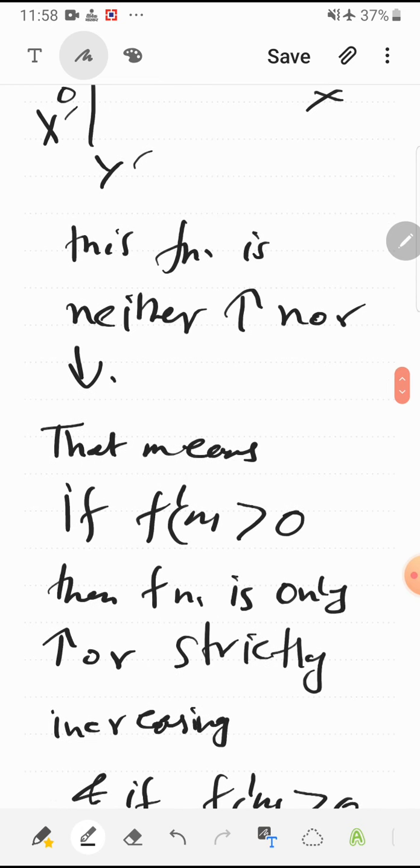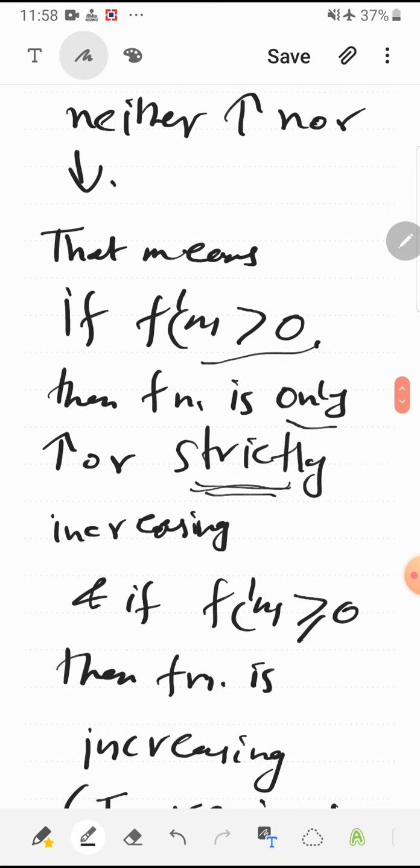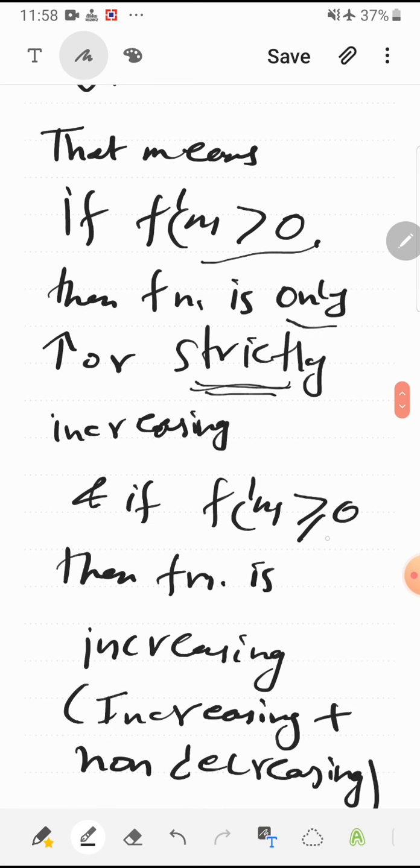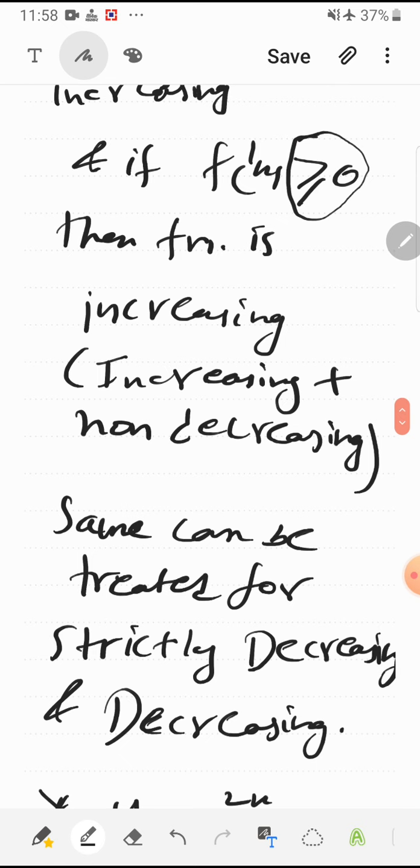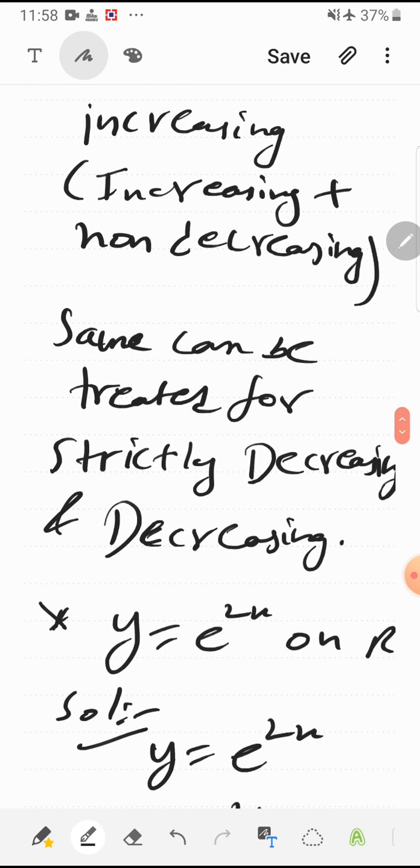So that means if f dash x is greater than 0, the function is only increasing, or in practical language, strictly increasing. Whereas if the derivative f dash x is greater than as well as equal to 0, then the function is increasing. That means it is increasing plus non-decreasing also. The same can be treated with strictly decreasing or just decreasing. So equality represents non-decreasing or non-increasing, and inequality represents strictly increasing or strictly decreasing.